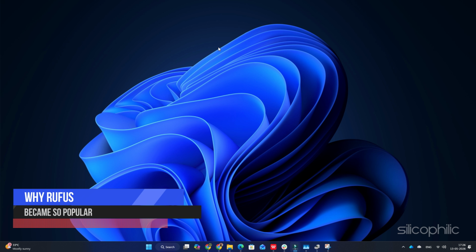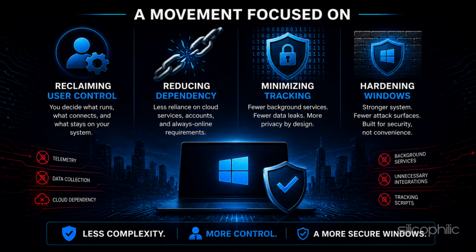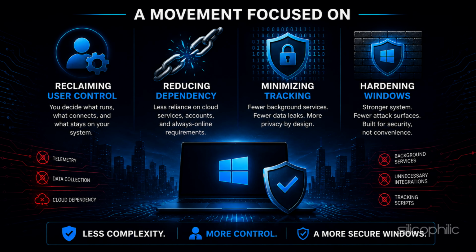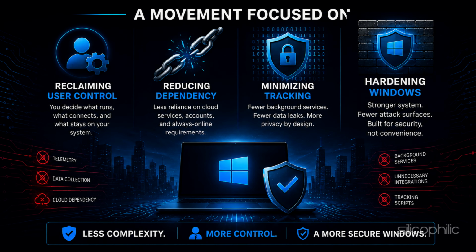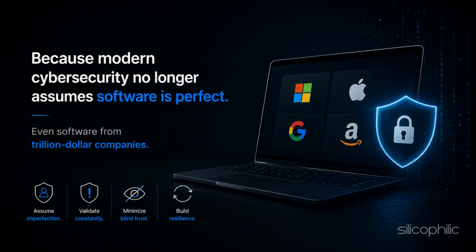Why Rufus became so popular? Years ago, tools like Rufus were mostly used for creating bootable USB drives. Today, they have become part of a larger movement. A movement focused on reclaiming user control, reducing dependency, minimizing tracking, and hardening Windows against unnecessary complexity. The Zero-Bloat philosophy isn't about making Windows look cleaner, it's about reducing trust assumptions. Because modern cybersecurity no longer assumes software is perfect, even software from trillion-dollar companies.